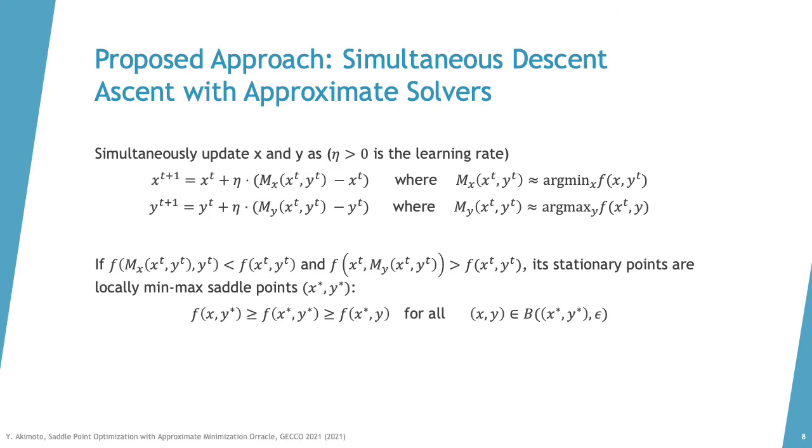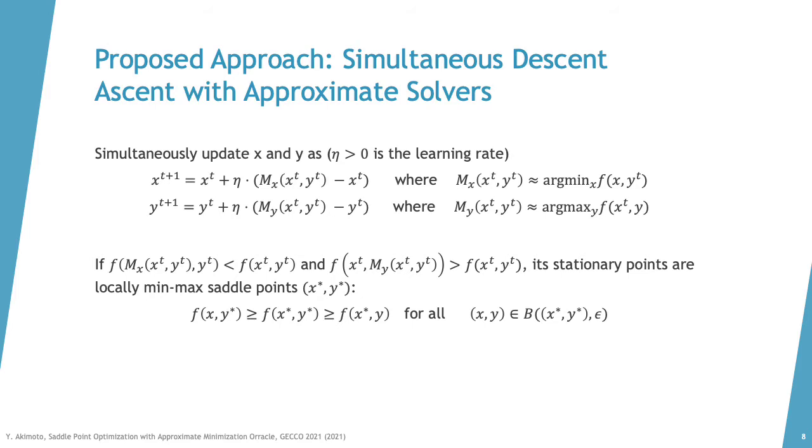Inspired by the simultaneous gradient descent ascent method, we propose the simultaneous descent ascent framework relying only on the derivative-free approximate solvers, which is denoted by Mx and My. In our framework, in X update, we replace the negative gradient with the difference between the current xt and an approximate minimizer obtained by a numerical solver Mx under the current yt. The approximate solution is denoted by Mx(xt, f(x, yt)).